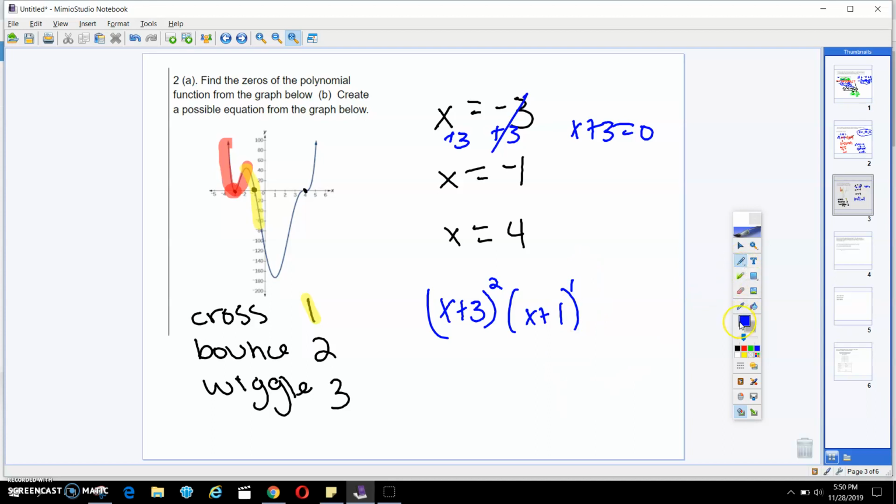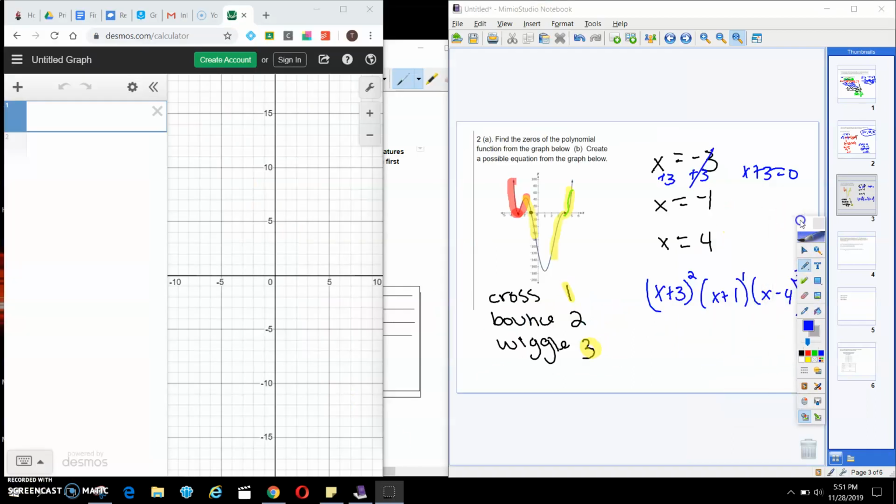All right, so my last part. You see how it goes right across here, and it kind of goes in, touches it, and then goes back up. That's what we call a wiggle. So when I write this, I'm going to get x minus 4, and we're going to raise that to the third power. All right, so we're going to check and make sure that our graph is correct.